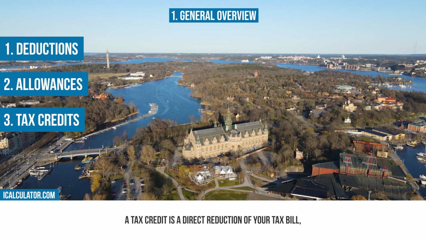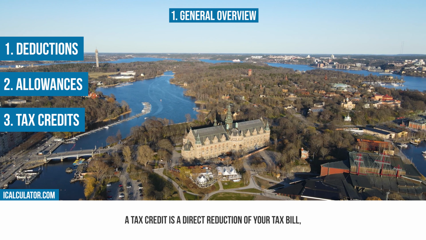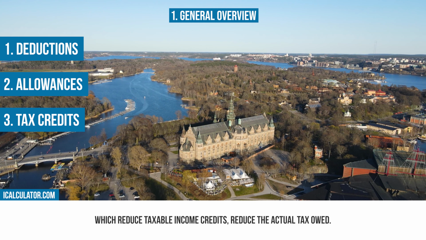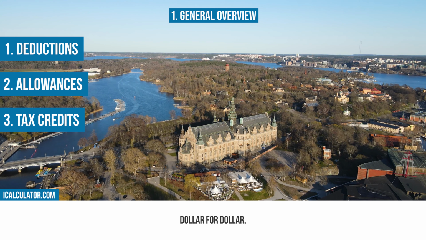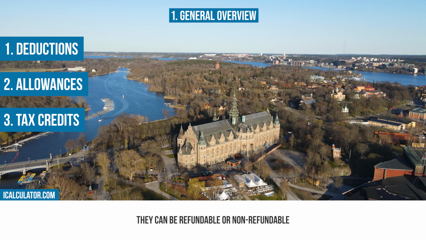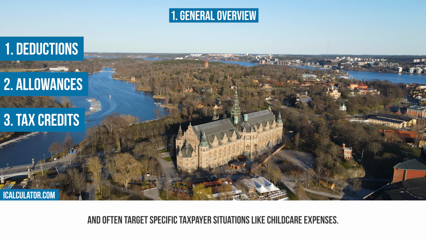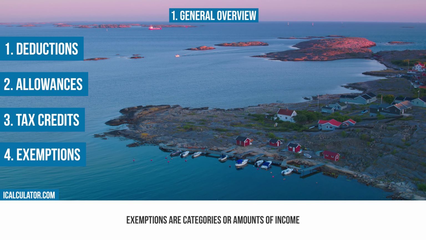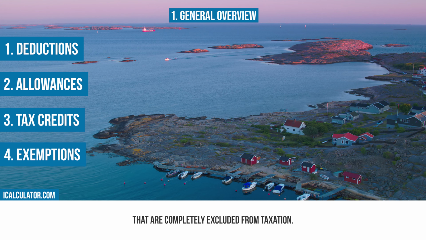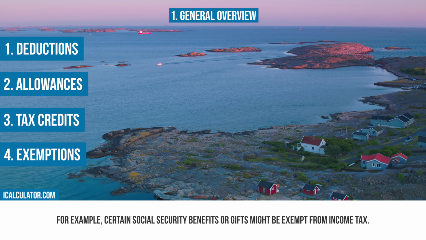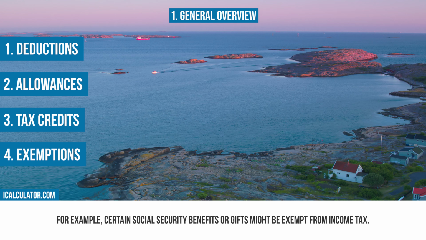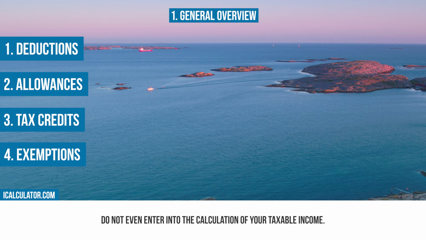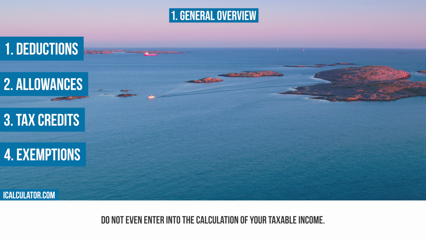Allowances. These are specific amounts set by tax law that you can subtract from your gross income. Unlike deductions, which are based on actual expenses, allowances are fixed sums. They include personal allowances and basic allowances that apply to all taxpayers. Credits. A tax credit is a direct reduction of your tax bill. Unlike deductions and allowances, which reduce taxable income, credits reduce the actual tax owed, dollar for dollar. They can be refundable or non-refundable, and often target specific taxpayer situations, like childcare expenses. Exemptions. Exemptions are categories or amounts of income that are completely excluded from taxation.